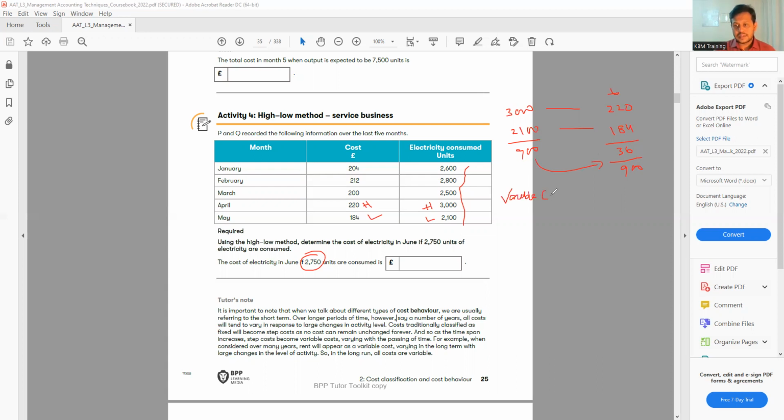Variable cost per unit, and that is 4 pence. All right, very well done, Annie. So 0.04, so it is 4 pence.